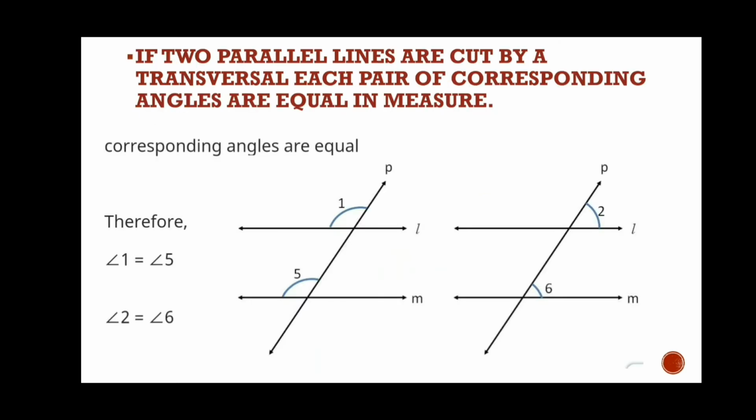The first point: if two parallel lines are cut by a transversal, each pair of corresponding angles are equal. Now you can see the two parallel lines are L and M, and the transversal P is passing through them, and the corresponding angles are angle 1 and angle 5, angle 2 and angle 6. These are the corresponding angles. They will be equal. Angle 1 will always equal angle 5. Angle 2 will equal angle 6.